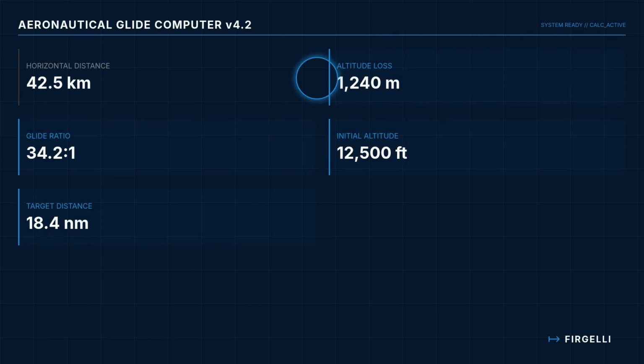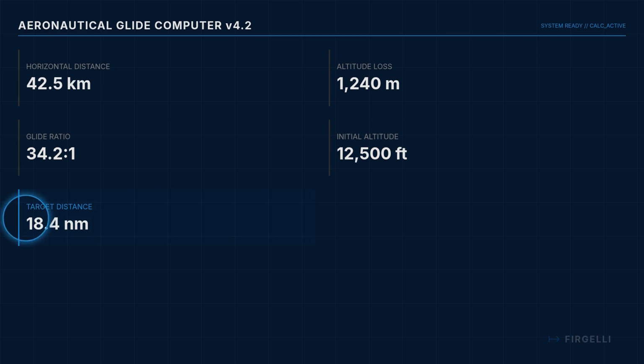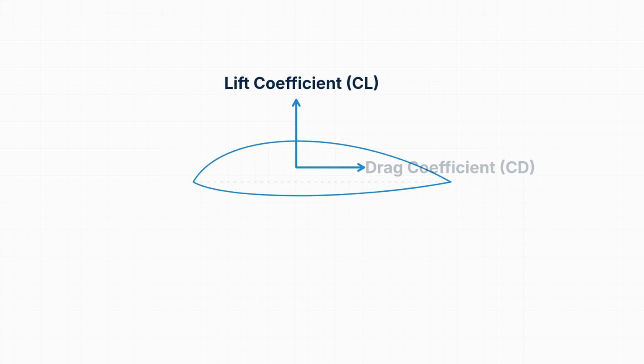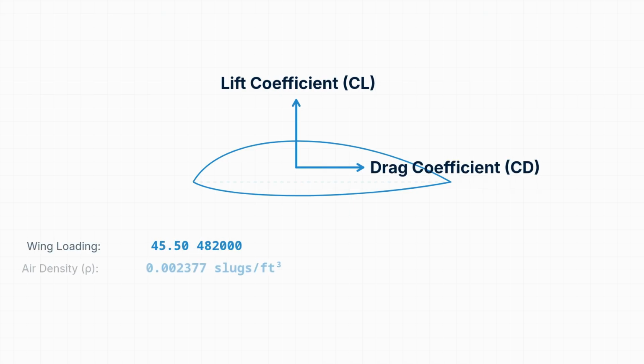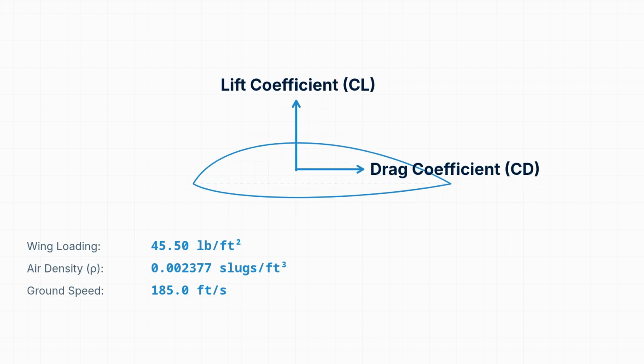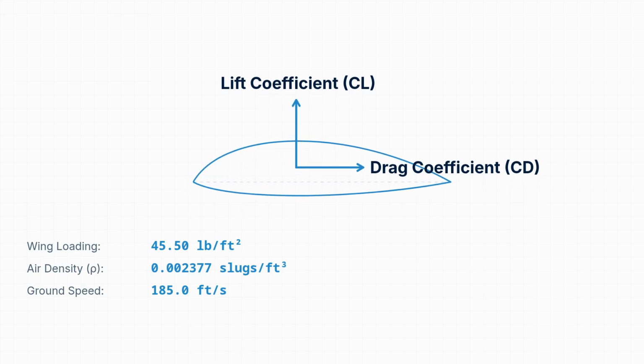Enter your horizontal distance in feet, altitude loss in feet, glide ratio LD, initial altitude in feet, and target distance in feet. Enter your lift coefficient CL, drag coefficient CD, wing loading in pounds per square foot, air density in slugs per cubic foot with a default of 0.002377, and ground speed in feet per second.